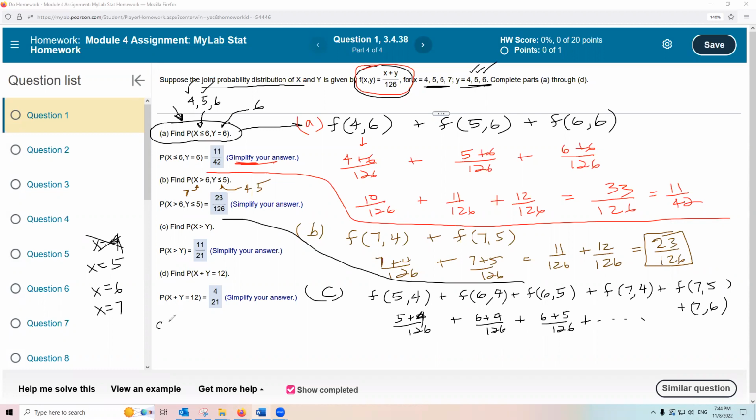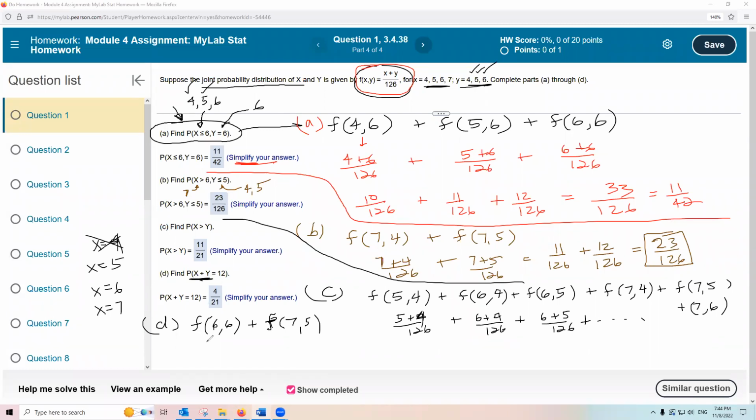All right, how about part D? It says the probability where the x value plus the y value equals 12. So I need to pick an x and y combination where the values add up to 12. Well, if you think about it, the only possibilities are when x is 6 and y is 6, and when x is 7 and y is 5. Right? Those two examples, the x and y values add up to 12.